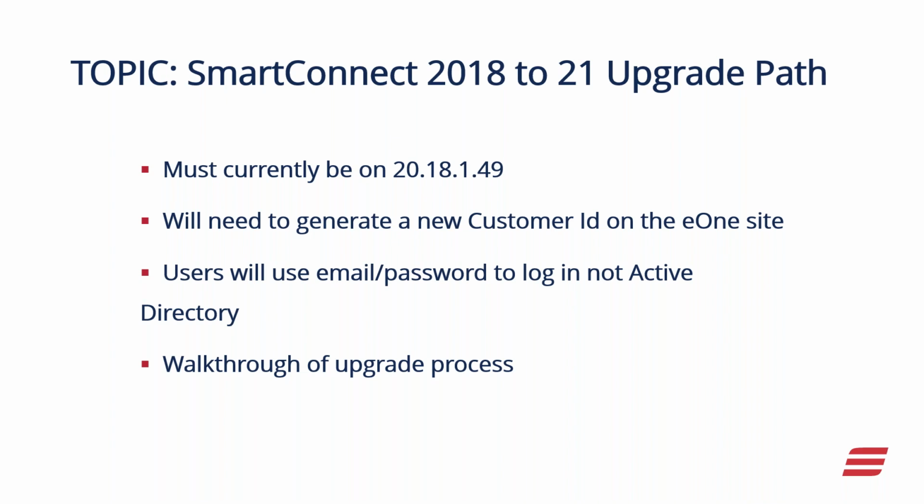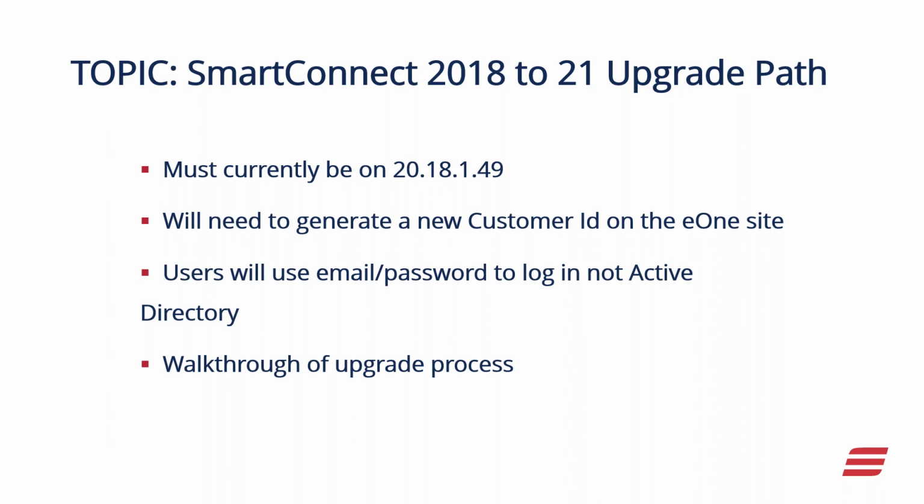So one thing to note is starting with SmartConnect 21, all of your users are going to need an email and a password in order to log in and no longer use Active Directory. So as part of this upgrading process, you'll be required to assign an email address and a password for every user. So keep that in mind when you go through this process. Be prepared that all of those users need to be basically remapped during the upgrade process.